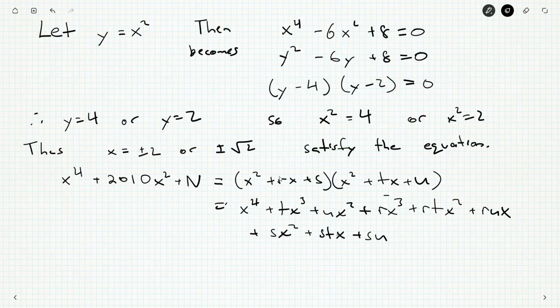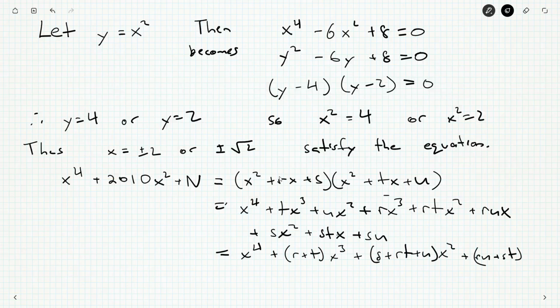Okay. What I'm going to do is group my powers of x. So we'll get (r plus t) x cubed, and then plus (s plus rt plus u) x squared plus (ru plus st) x plus su. So the equation on the left-hand side has got to be equal to the equation on the right-hand side. So not too much of a problem.